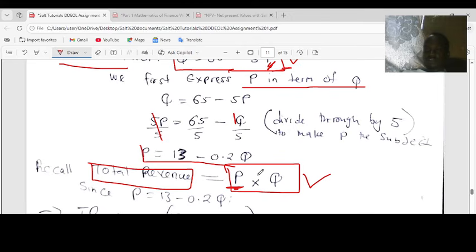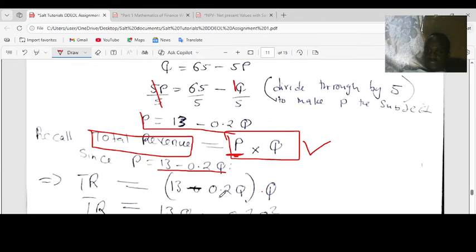Since total revenue is price times quantity, we replace the P with its expression and multiply by quantity. So the expression for total revenue becomes P times Q, where P is 13 minus 0.2Q, multiplied by Q outside. What do I do? Just expand: Q times everything. Q times 13 becomes 13Q, and Q times 0.2Q becomes negative 0.2Q squared. So this is my expression for the total revenue.